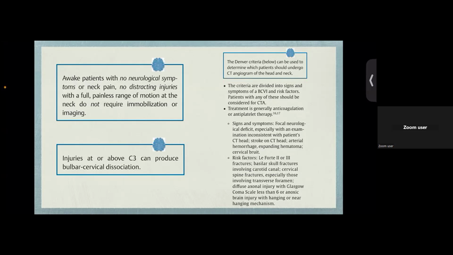Risk factors, things to look out for: Le Fort 2 or 3 fractures, basilar skull fractures involving the carotid canal, cervical spine fractures, especially those involving a transverse foramen, diffuse axonal injury with a Glasgow Coma Scale less than 6, or anoxic brain injury with a hanging or near-hanging mechanism.